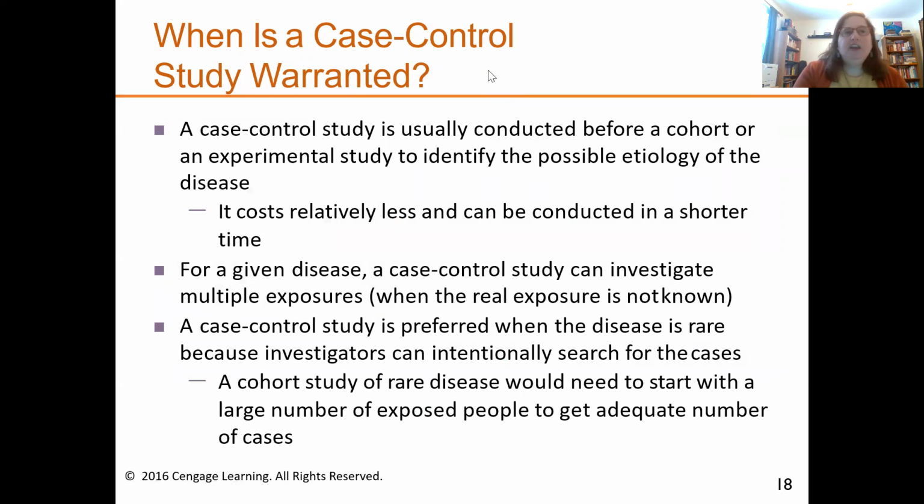Okay, so now we ask the question, when is a case control study warranted? Now, you might conduct a case control study before a cohort or an experimental study to identify the possible etiology of the disease. Why? Because it costs relatively less and can be conducted in a shorter period of time.